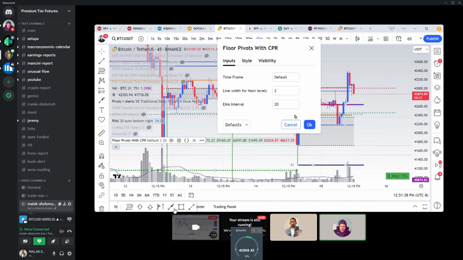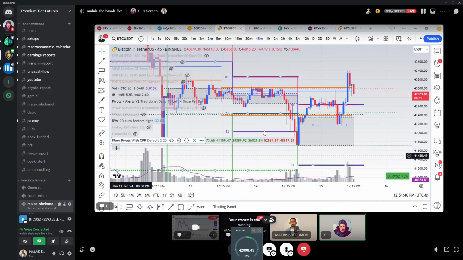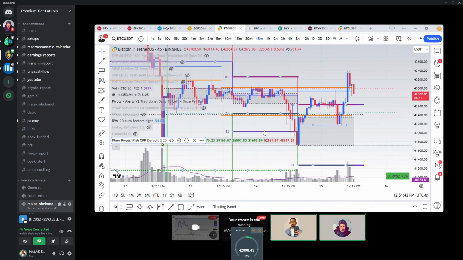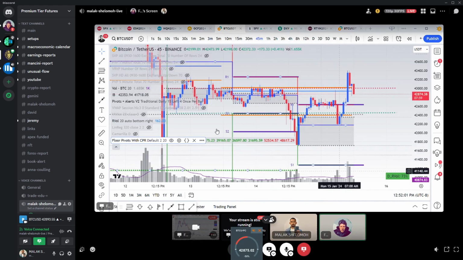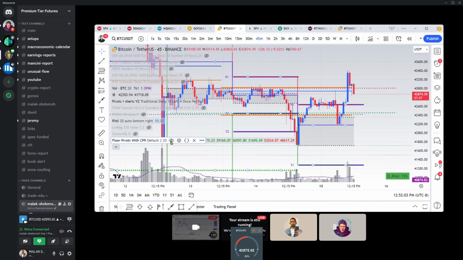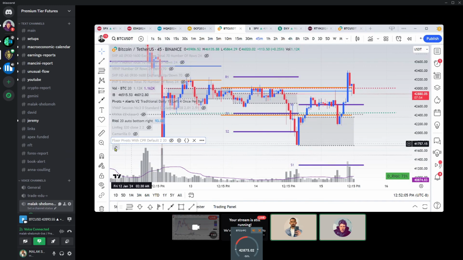Okay, so I have this second indicator, the floor pivot indicator on, and you can see it's lining up R1 with R1 here. S1 is lining up as well. Okay, so yeah, these floor pivots are matching. Mine are a little different. Are you just using the Camarillas, or are these, let's see here.